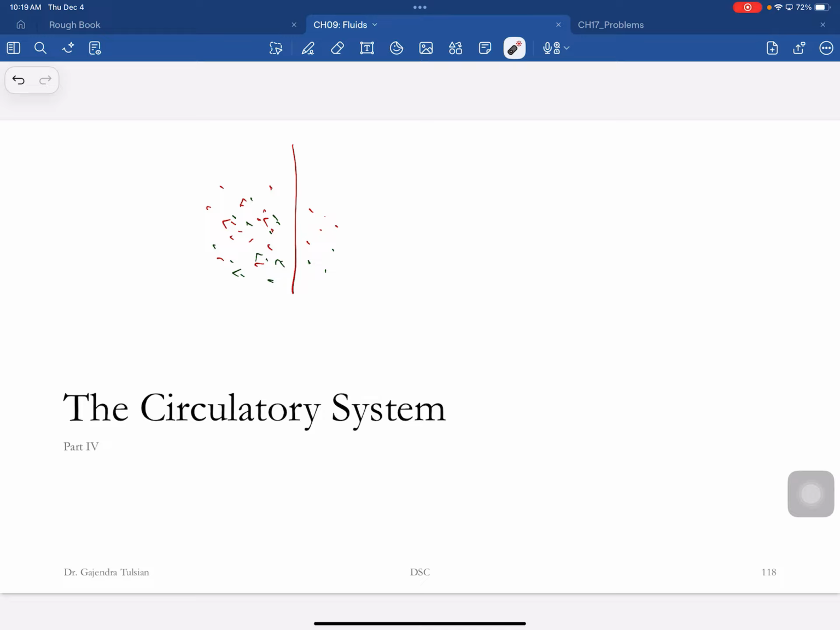So what do you do? Hopefully at least equilibrium is achieved. So what you do is you spend money to bring it back. So it's a constant exchange happening between the organ and blood vessel.